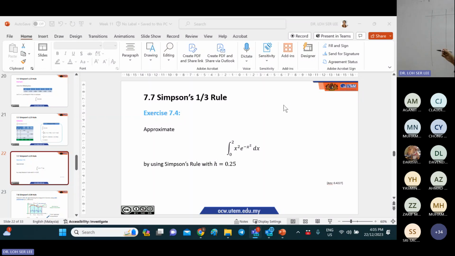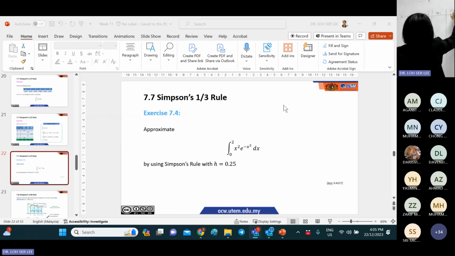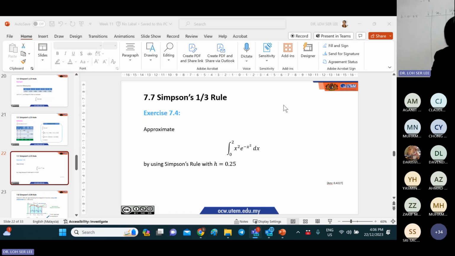Okay, H is 0.25. We have I, XI, head and tail. Odd. And even. Okay, then your X starts from 0. Okay, starts from 0. And you keep plus the H until 2.